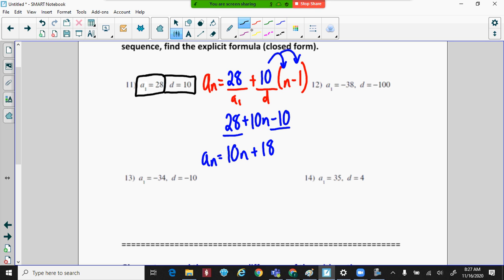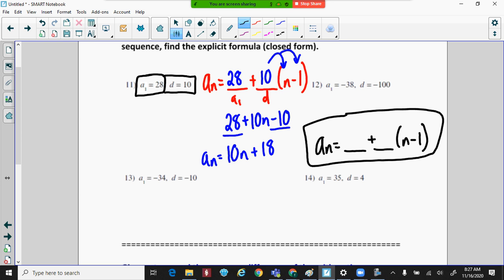So let's look at question number 14. We're going to stick with positive numbers for the time being. So number 14 is A of n equals something plus something times n minus 1. Remember, you always have to use this formula, this setup every single time. Okay, so this is not one of those I can only do it sometimes. It's a have to do it all the time.